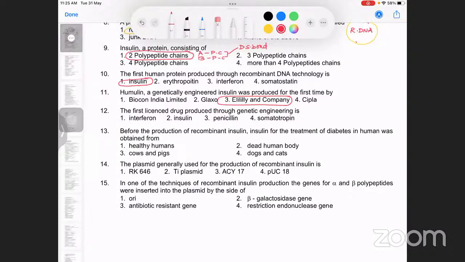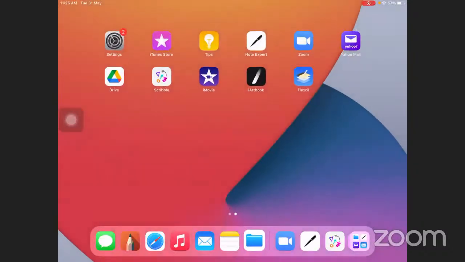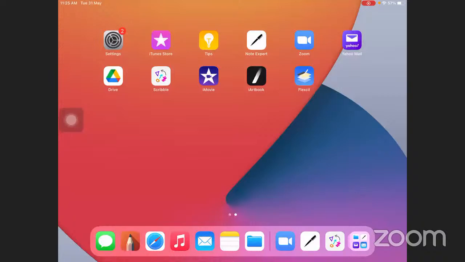The first licensed drug produced through genetic engineering is... Can anyone tell which is the first licensed drug developed through genetic engineering? Again, it is humulin, that is insulin. Insulin was the first licensed drug developed through genetic engineering. Very good.